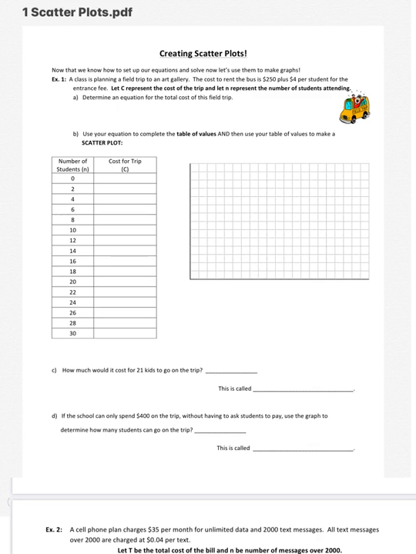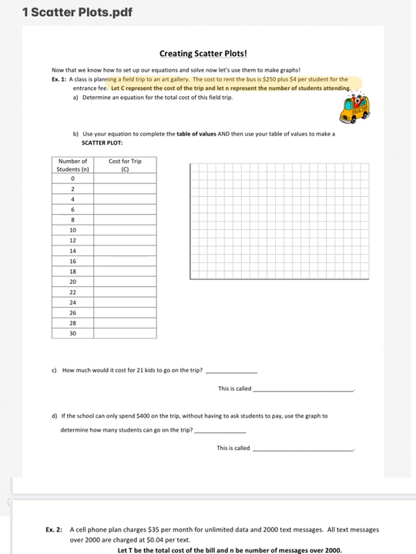So we have a class planning a field trip to an art gallery. The cost to rent a bus is $250 plus $4 per student for the entrance fee. It says let C represent the cost of the trip and let N represent the number of students attending.